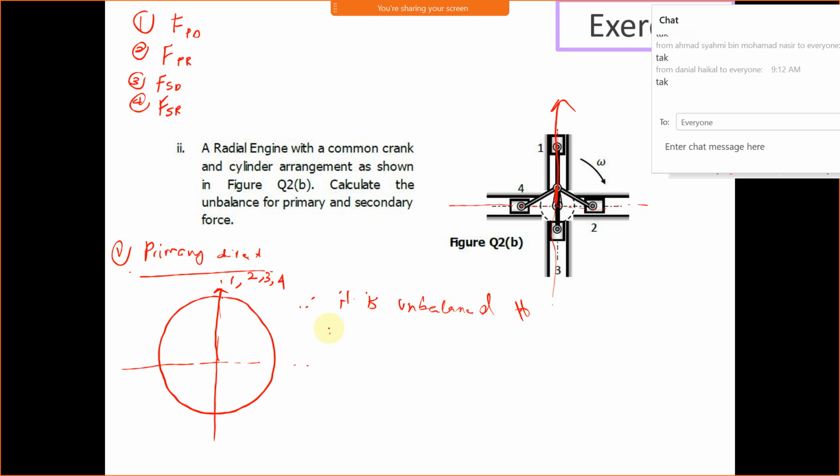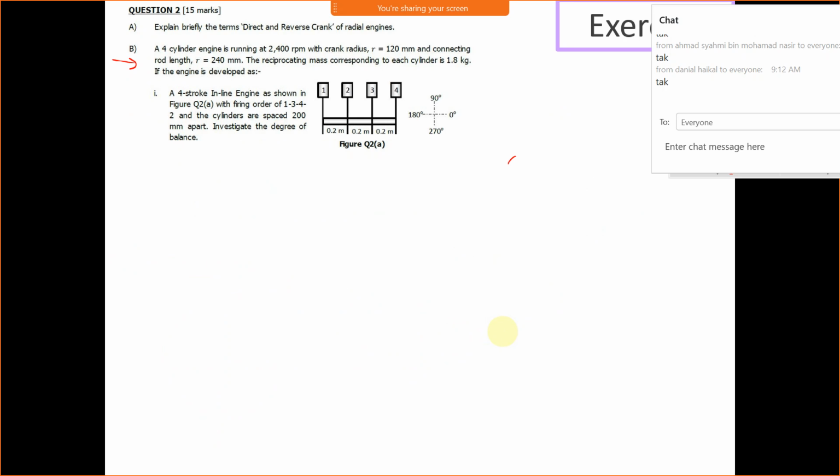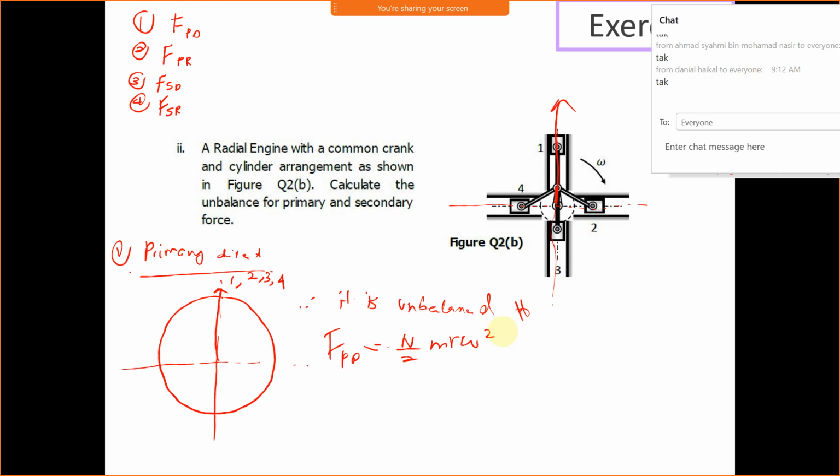So we have a rumus, we have a formula. FPD equals to, berapa formula dia ingat kita? FPD N over 2 MR omega squared cos theta, isn't it? Ataupun MR omega squared lah. So nilai N dia berapa? N 4 kan? Number of cylinder is 4.